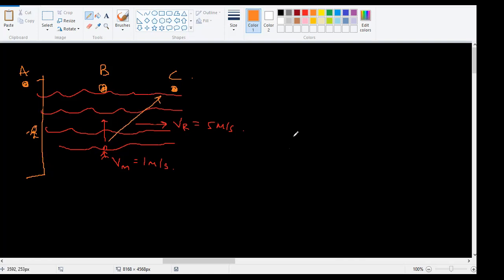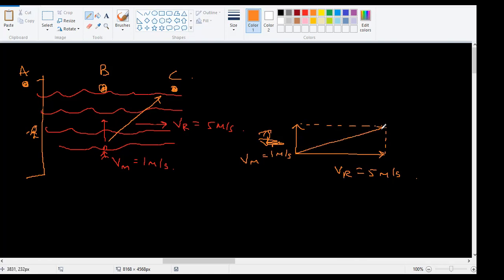So what's happening here is velocity of the man is 1 meter per second. Velocity of the river is 5 meters per second. So that means this you have to show a little bit bigger, and this you have to show a little bit smaller. This is your velocity of the river, and velocity of the man is equal to 1 meter per second. So this is smaller, this is bigger, and my resultant is going to be somewhere here.